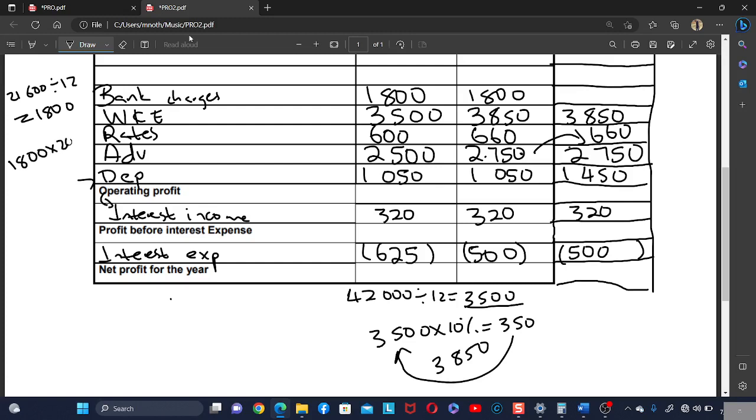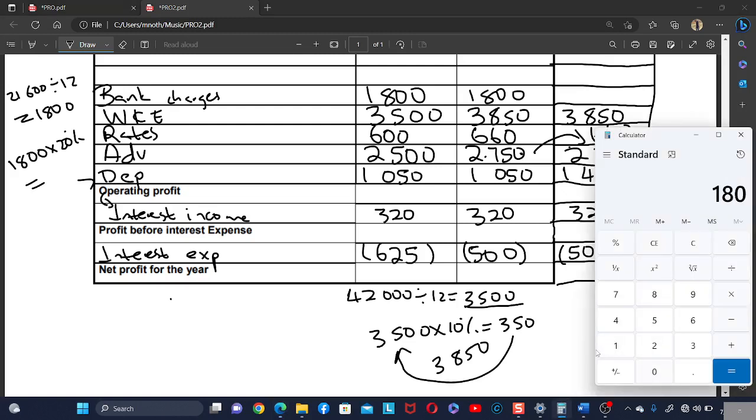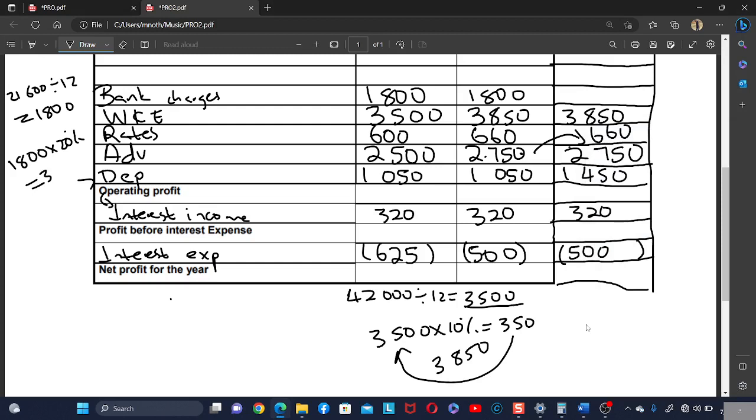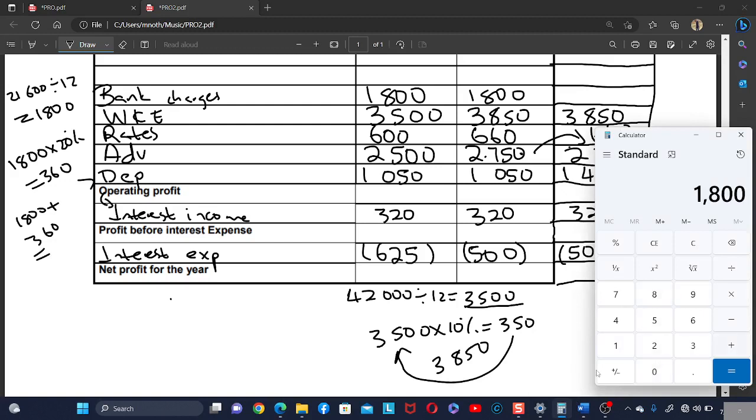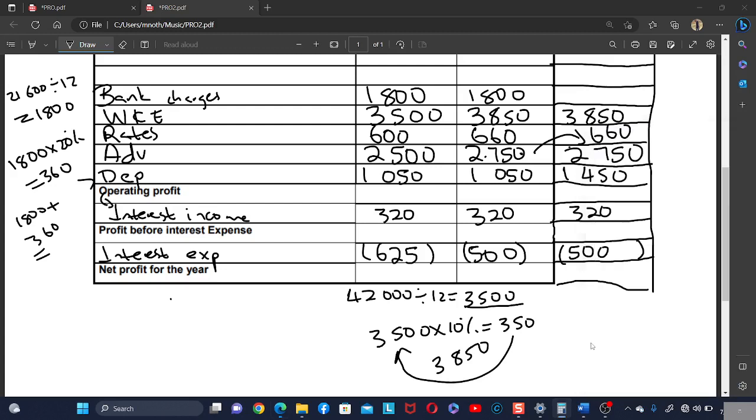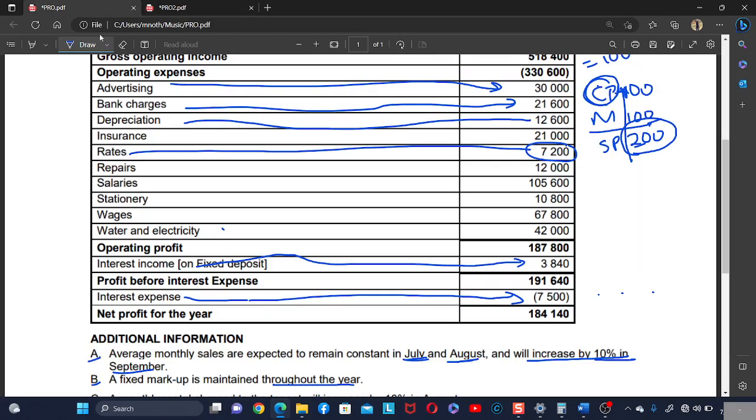But then we are told that in September, all other expenses, they will increase by 20%. So 1,800 times 20%, that is going to be 360. So 1,800 plus 360, that is going to be 2,160. So from September, the bank charges per month, they are 2,160.